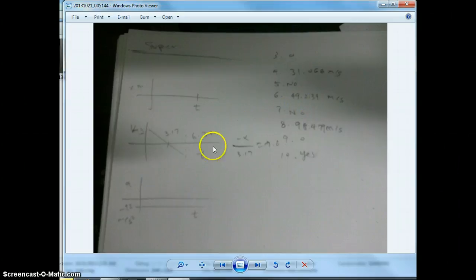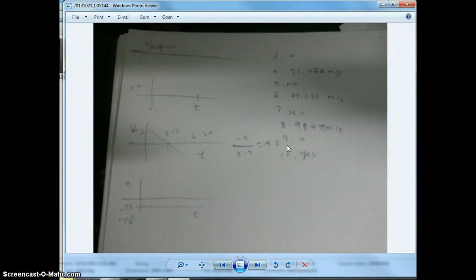Number 6, 1/2 times 3.17 times 31.0667 should give you 49.239. Number 7, was the acceleration different? No, because gravity is the same. Just take this, multiply by 2 to get this, because the parabola is up, down.